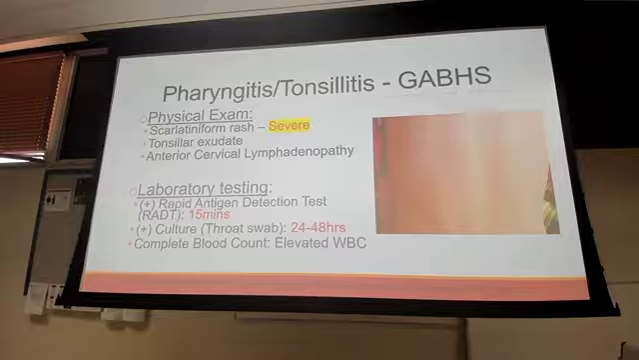Some lab tests that we should consider are the rapid antigen detection tests. So this is something that we can do in clinic. It's extremely fast. It's fairly sensitive. It's not the most sensitive, but this would be our first step. We can get it within 15 minutes. We can train our medics to do the swab, perform the antigen detection test, and we can have results. Like I said, it's not the most specific, but it is an option for us.